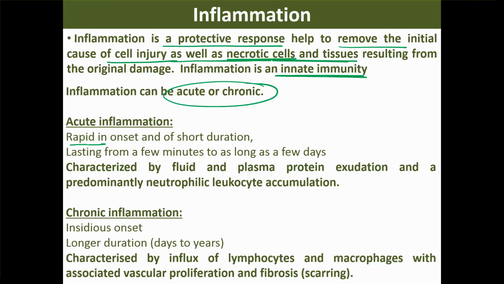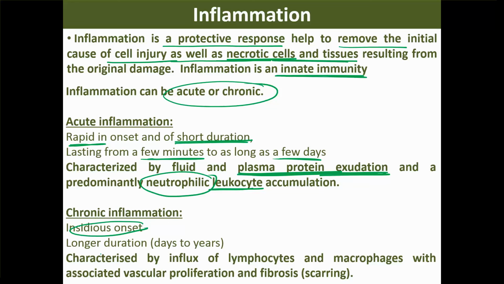Acute inflammation is rapid and of short duration, and it may last from a few minutes to a few days, but it is characterized by neutrophilic leukocyte accumulation, mainly neutrophils, and there will be plasma protein exudation. Whereas chronic inflammation has an insidious onset and longer duration, but is characterized by lymphocytes and macrophages, and it always ends up with fibrosis, which we will discuss in the next chapter.